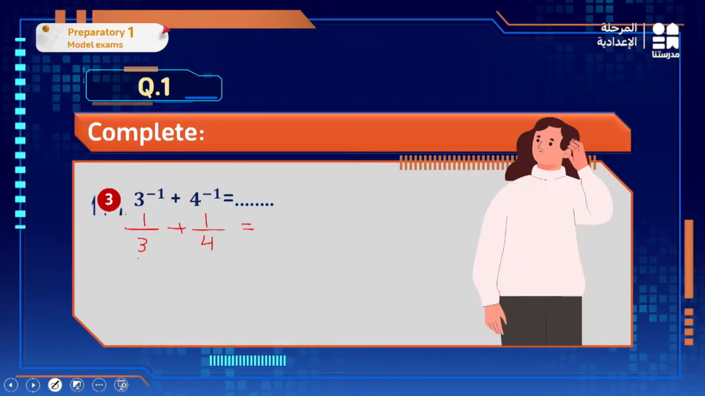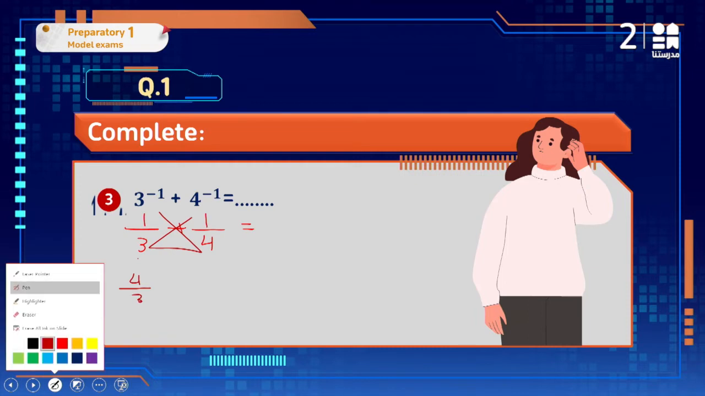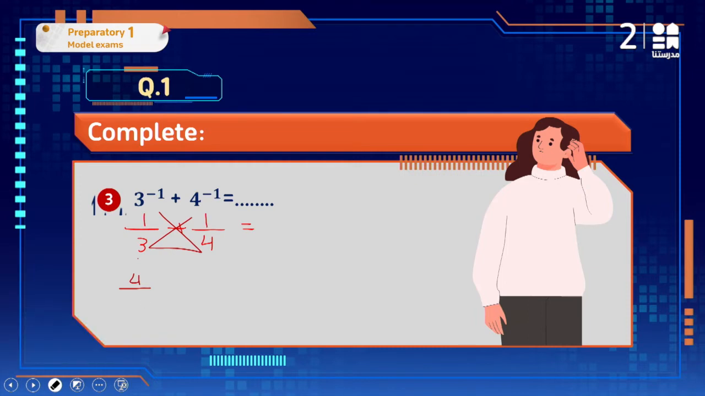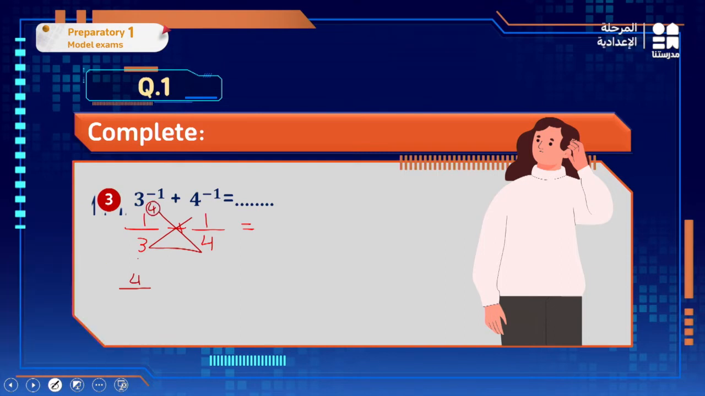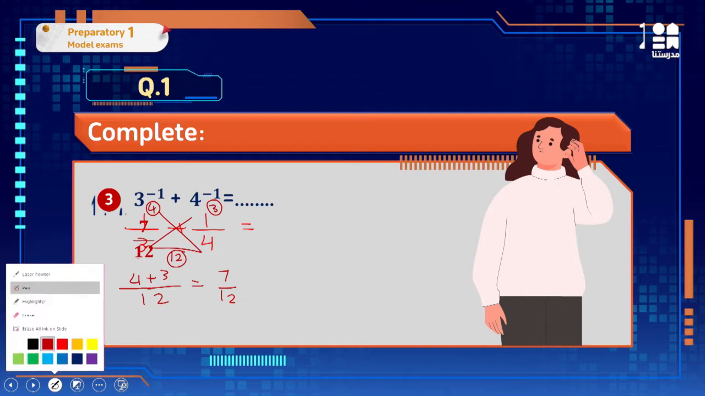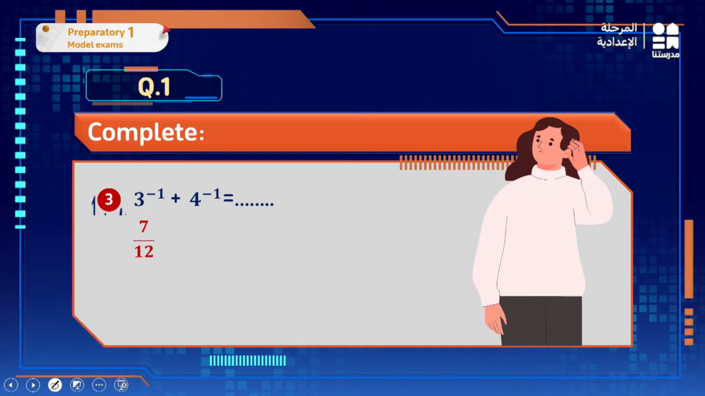Can I convert 3 to be 4? No. So cross multiplication. The first line is 4 over 3, here 4. The second line is 3, which is 3 times 1. The third line is 12, which is 3 times 4. So it is 4 plus 3 over 12, which is 7 over 12. So the final answer is 7 over 12.